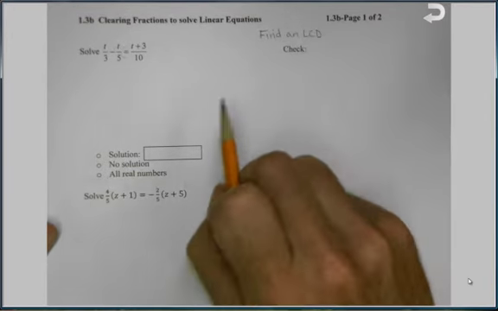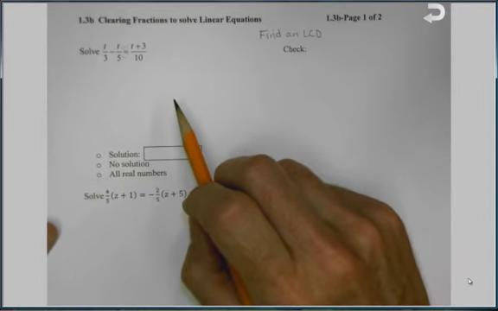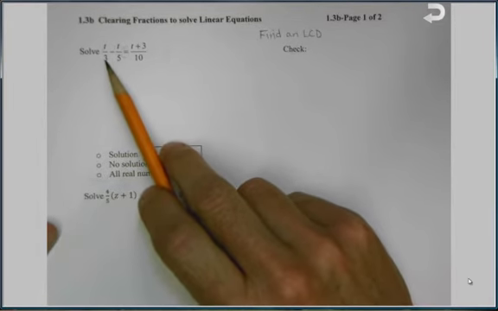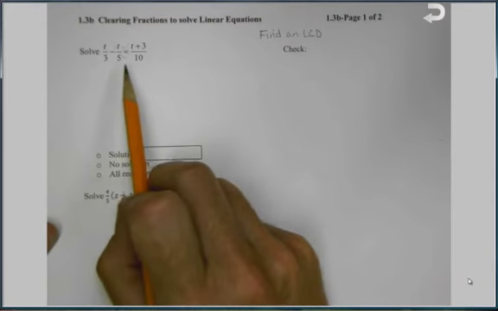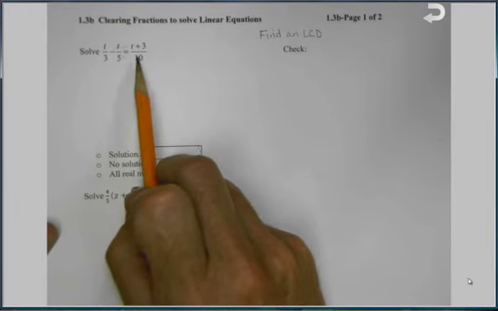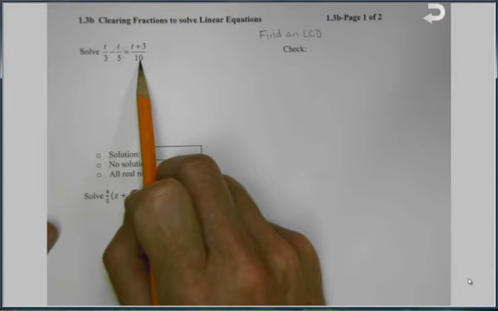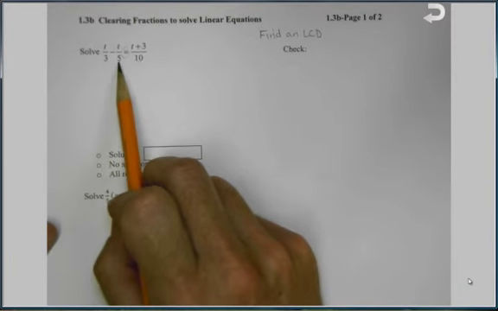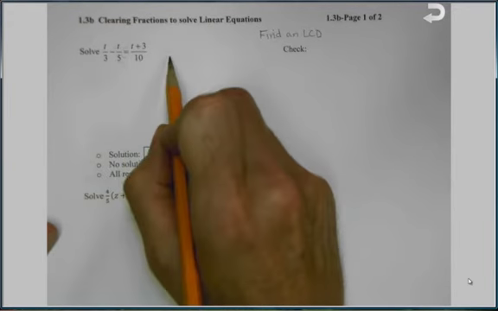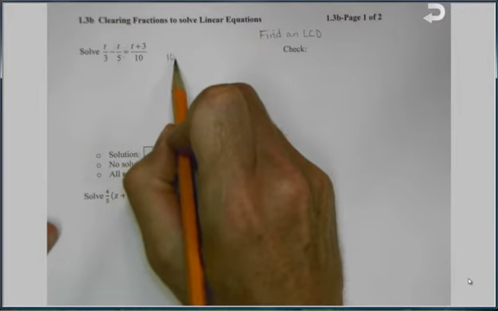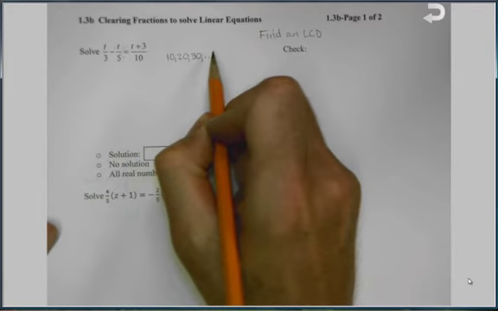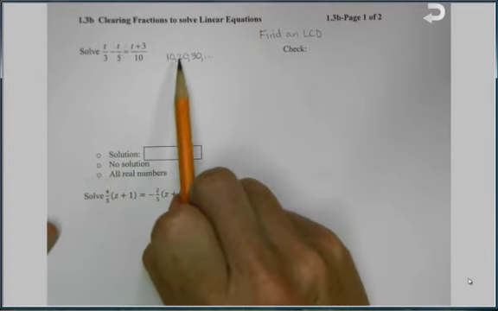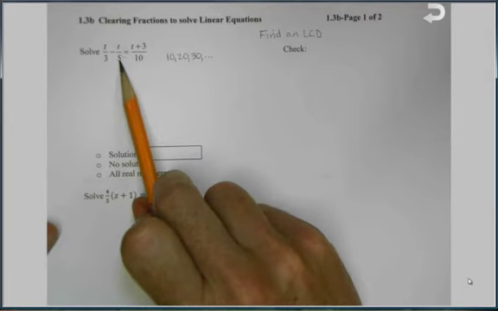And the least common denominator is going to be the smallest number that's a multiple of 3, 5, and 10, all three of them. So I can think about 5 is a factor of 10, so I know any multiple of 10 will also be a multiple of 5. For example, multiples of 10 are 10, 20, 30, and so on. And each of those is also divisible by 5.